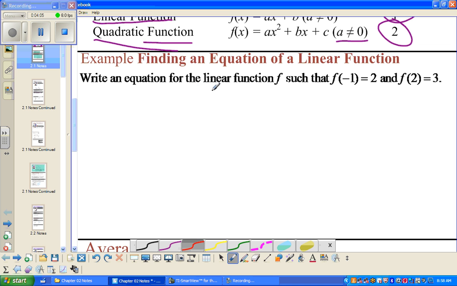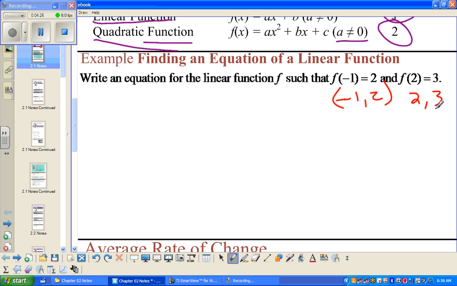Write an equation for the linear function f such that f of negative 1 equals 2 and f of 2 equals 3. You've been asked this for years. It's just asked in a different way. This is simply saying, write the equation of a line that goes through the point negative 1, 2, and 2, 3. Or goes through those points. That's a 2 and that's a 3. Sometimes my computer pen gets a little crazy.